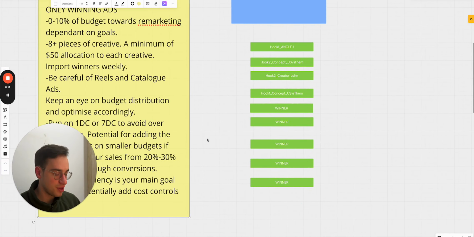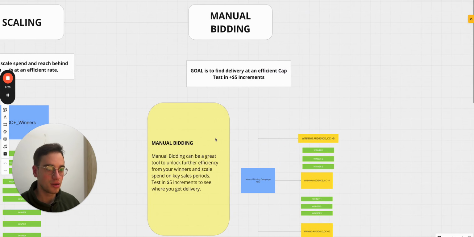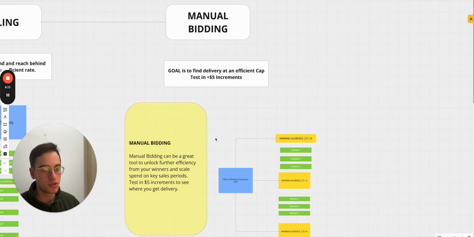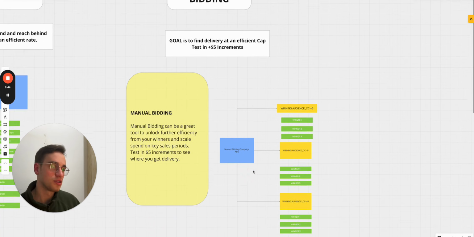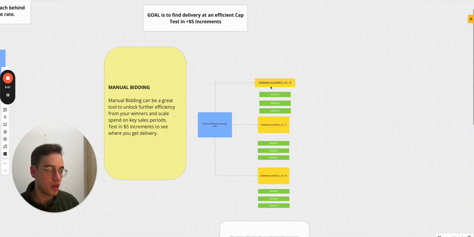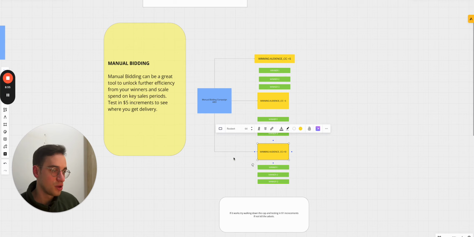And then what I like to do is pepper in a manual bidding campaign, which is probably an ABO. The goal is to find delivery at an efficient cap. Test in $5 increments initially. So let's say our CPA target is $50. I would test 55, 45, and then adjust from there, or like 60, 65, just to see where I get delivery that is very efficient and profitable for me. For the manual bidding campaign, make sure you use ABO again, with a winning audience combination and the winning creatives, and then you're just testing the cap here, as you can see. And once you find the winner, you can scale that and turn off the ones that don't really work.